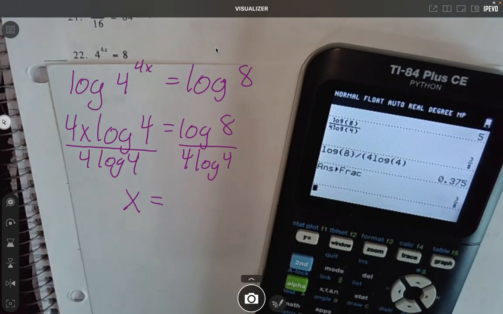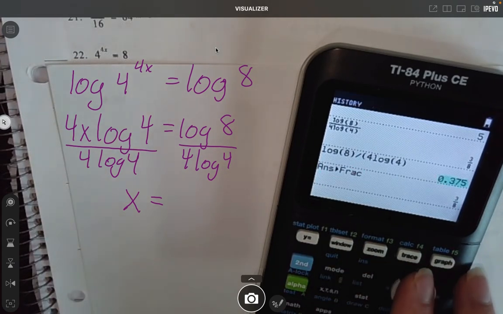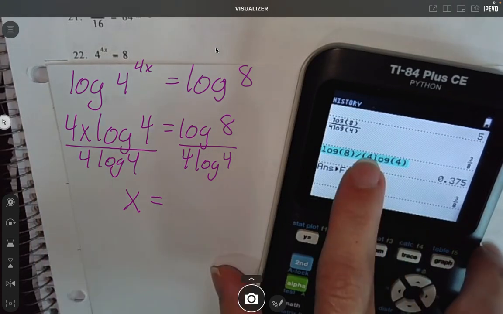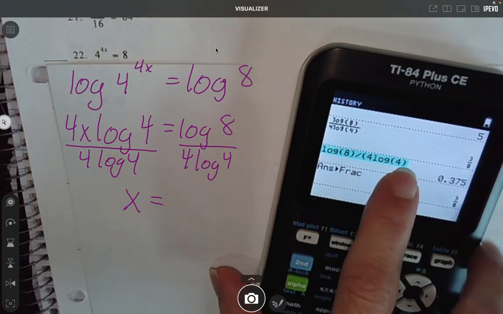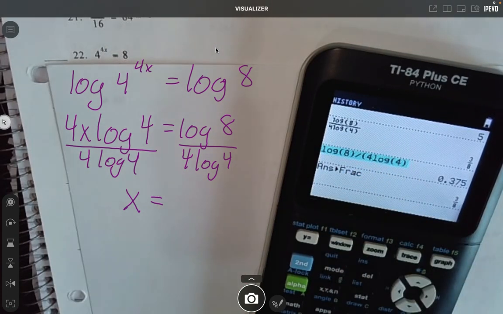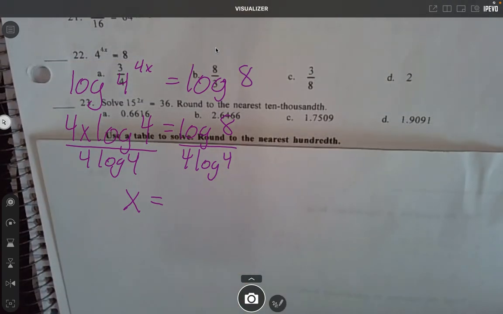Wait, so you put 2 parentheses? Yeah, I only put one parentheses and was telling it all this. It gave me the same thing. Okay, yeah, I should have put 2 parentheses at the end. Okay, is everybody good with 22? So 3 over 8 was your answer on 22.